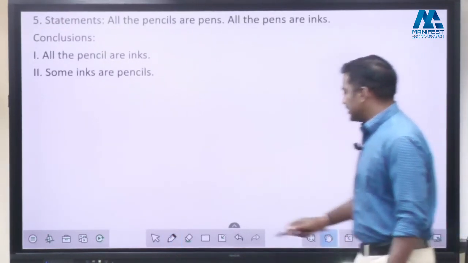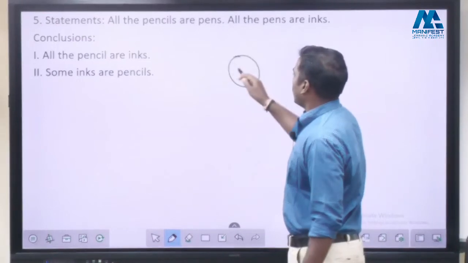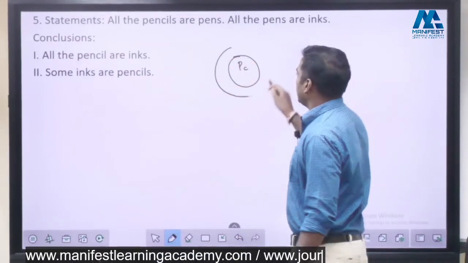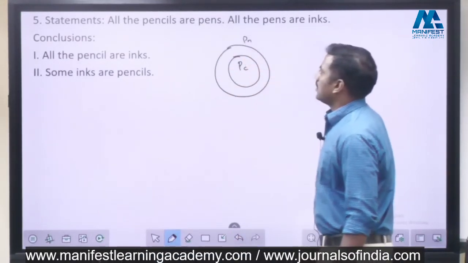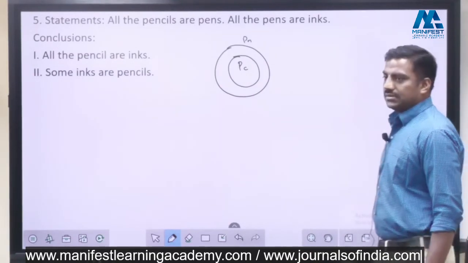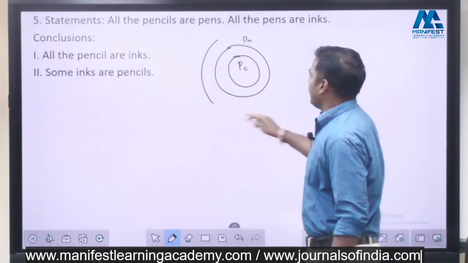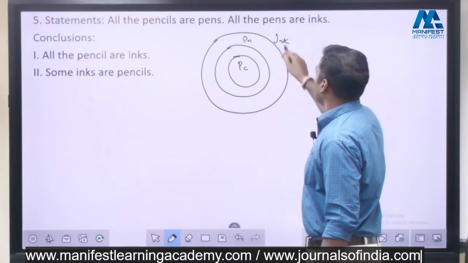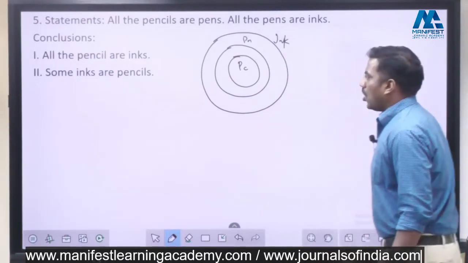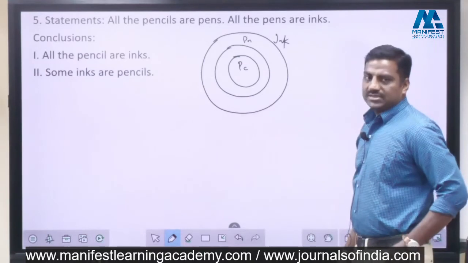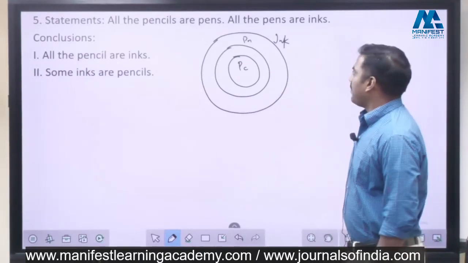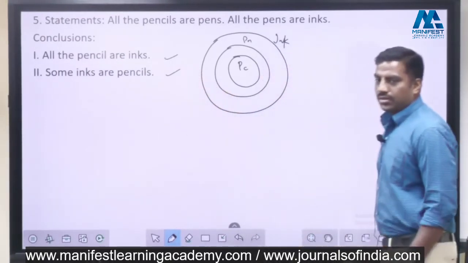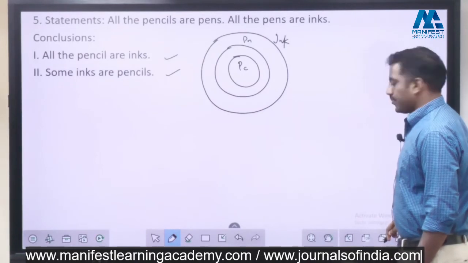All the pencils are pens. And all the pens are inks. This is the only way. Now conclusion. All the pencils are inks. Yes. Then some inks are pencils. Yes. Yeah. Next.